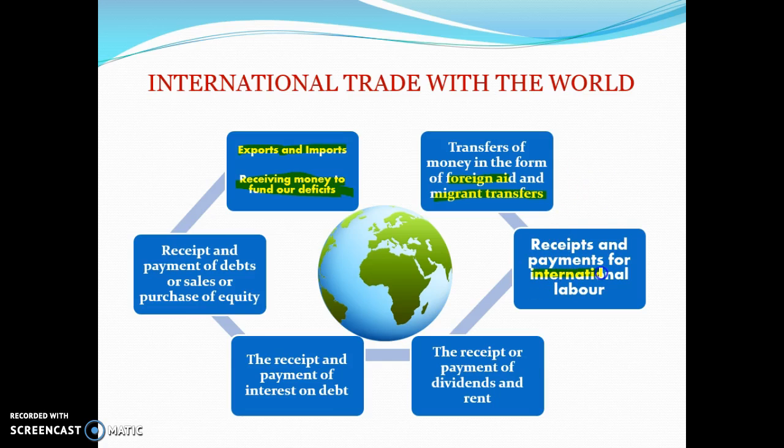How we record payments for international labour, how we record dividends that we receive on foreign shares and that foreigners receive on having shares in Australian companies. So if they were to invest in Qantas or BHP or Coca-Cola Amatil, how that would be recorded. Any rent that we receive or pay to foreigners that have land or property in Australia would also be included. Any interest we pay on our debt, and any sale of equity, so any shares or property that we sell or purchase, would all be included.